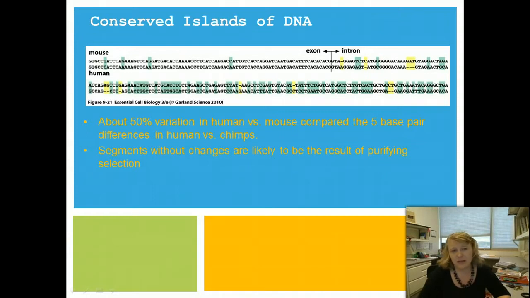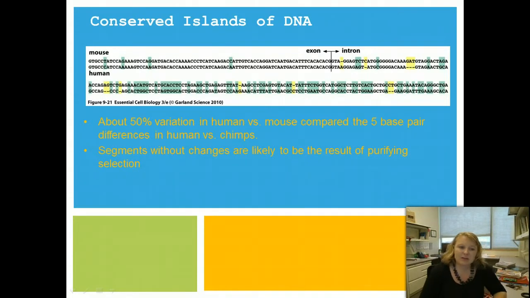So there's about 50% variation between the human and the mouse, compared to the 5 base pair differences between human and chimp. So that's showing you that there's a significant genetic difference between us and a mouse and us and a chimp. And that makes sense if you look at even our physical traits, that there would be a significant difference, even in size, between the human and mouse genomes versus the human and chimp genomes.